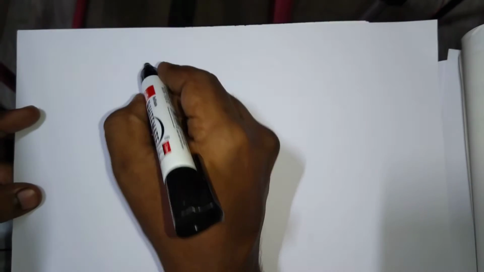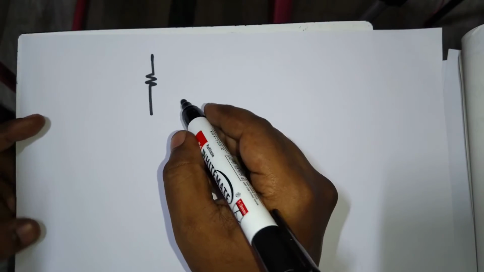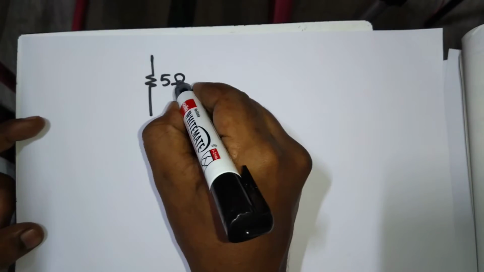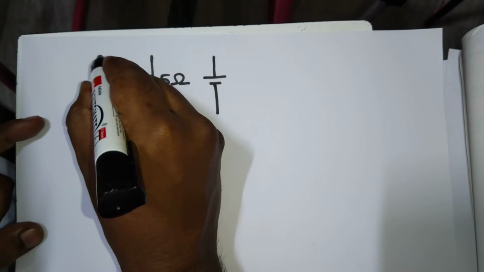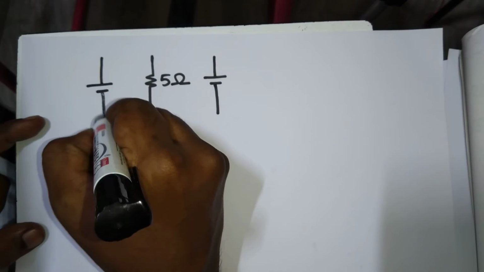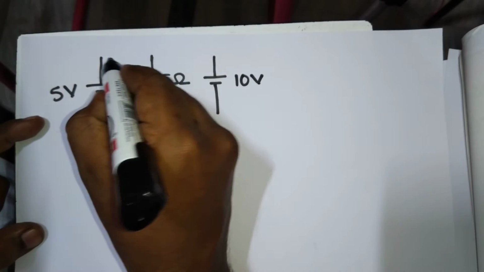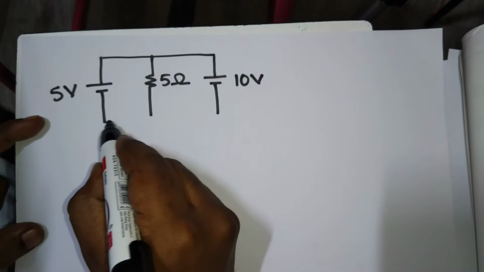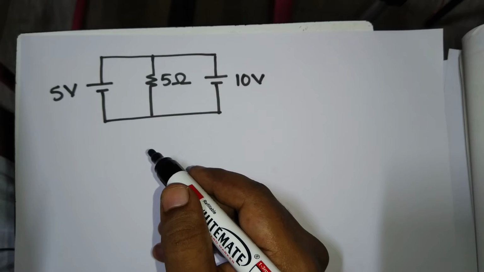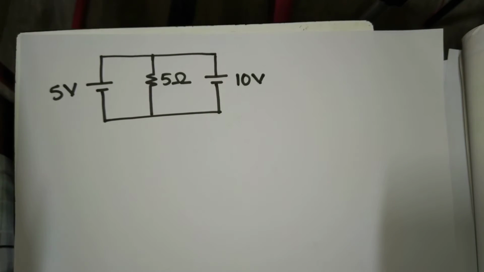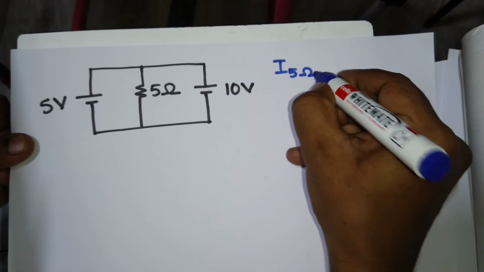Let me redraw my circuit. I have a passive 5 ohms and a 10 volt source, and here you have a 5 volt source. Let's say you have connecting wires. Interestingly, we are going to compute the current through the 5 ohms.